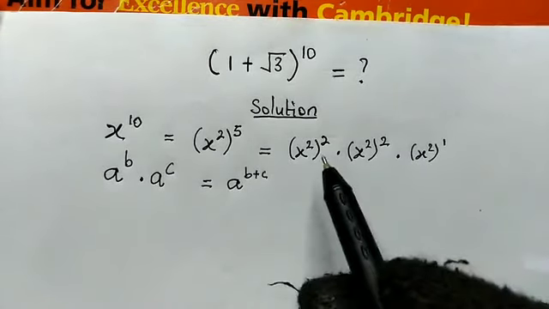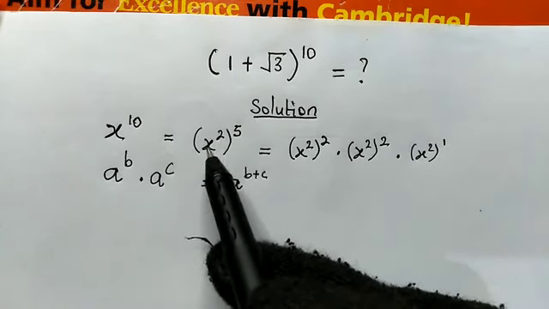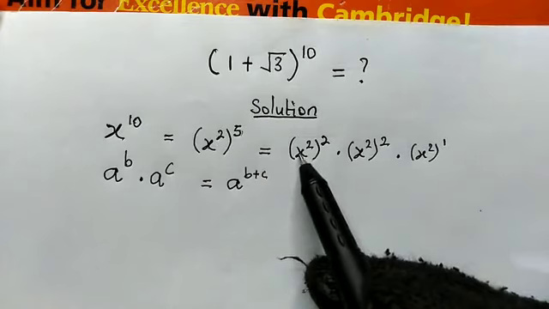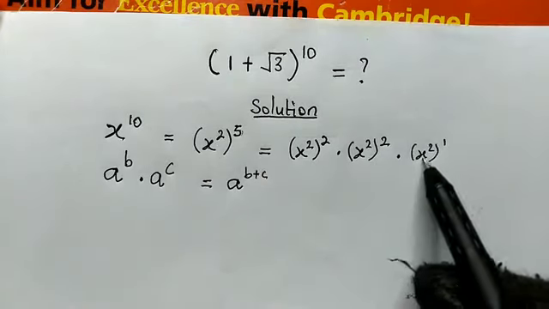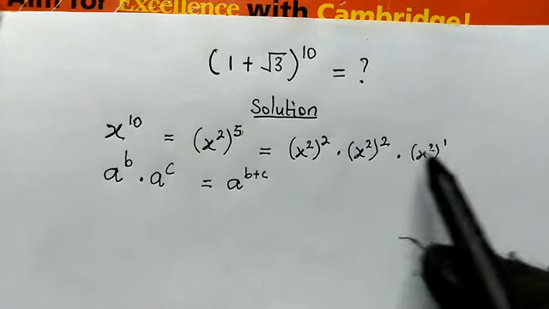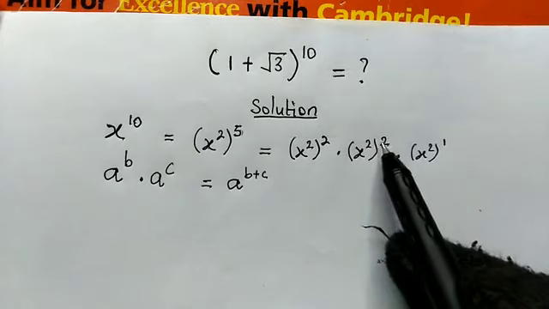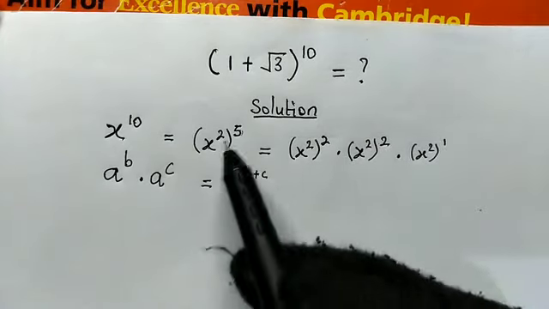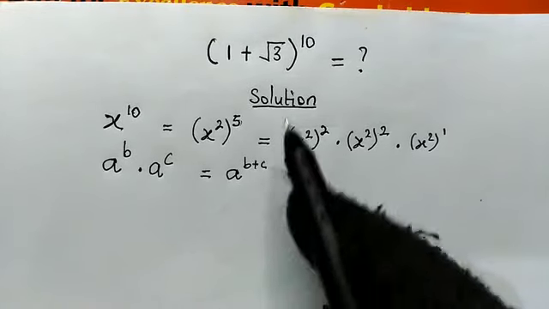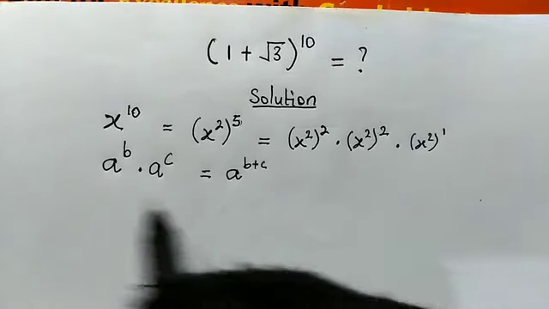Now take a look at this. The base right over here is x squared and the power here is 5. Now this base here is x squared, x squared, x squared. So the whole bases are equal. Therefore we need to add the power. So here we have 2 plus 2, 4 plus 1, which is this 5. Okay, now let's go back to the original problem.